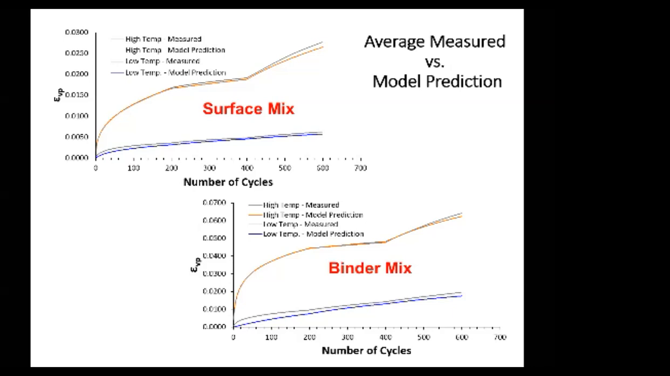You can see here, this is the binder mix, again, which is basically, if you look at the bottom screen, the strains being predicted are high. And you can see that at T low and at T high, compared to those of the surface mix.